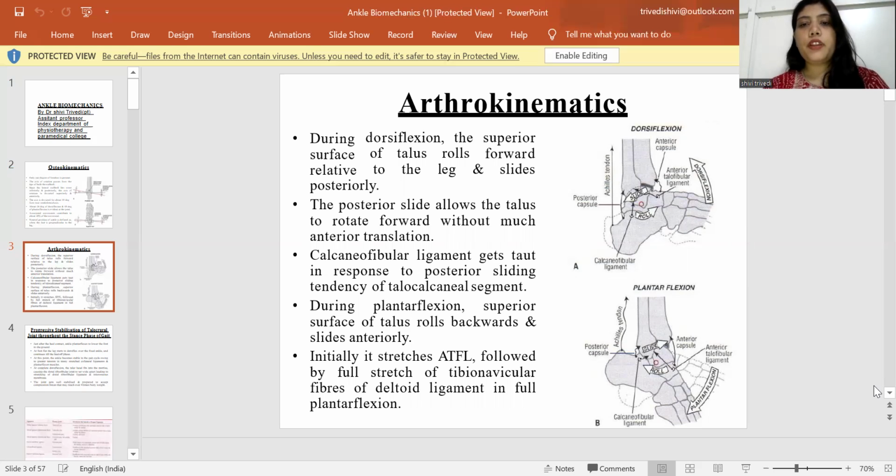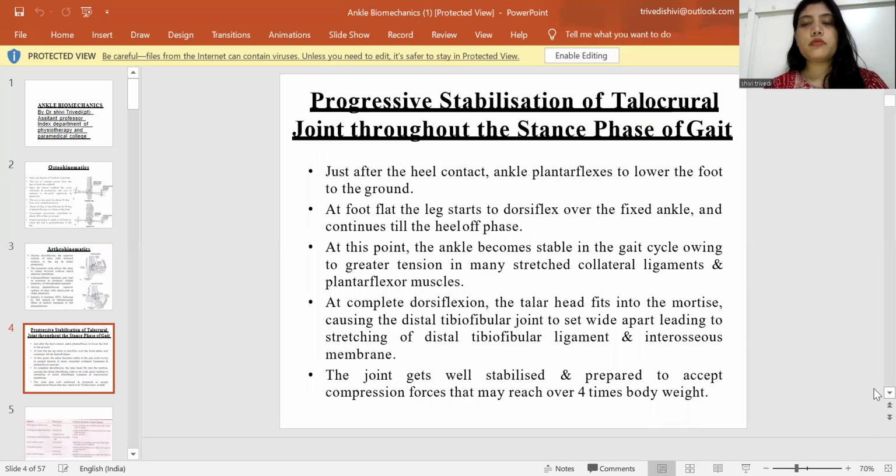During plantar flexion, the superior surface of the talus rolls backward and slides anteriorly. Initially, it stretches the anterior talofibular ligament, followed by full stretch of the tibionavicular fibers of the deltoid ligament in full plantar flexion. Progressive stabilization of the talocrural joint occurs toward the stance phase of gait.